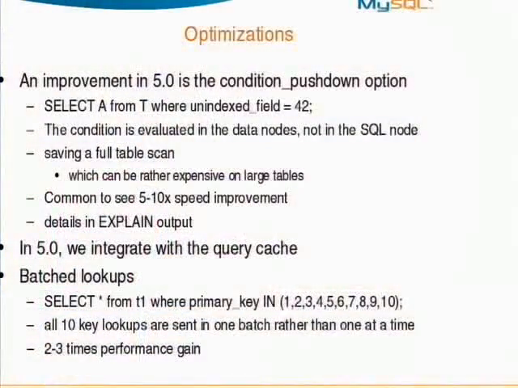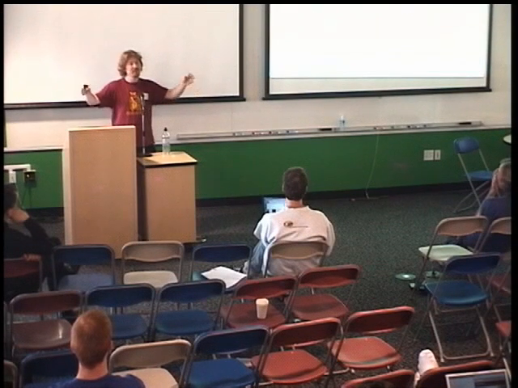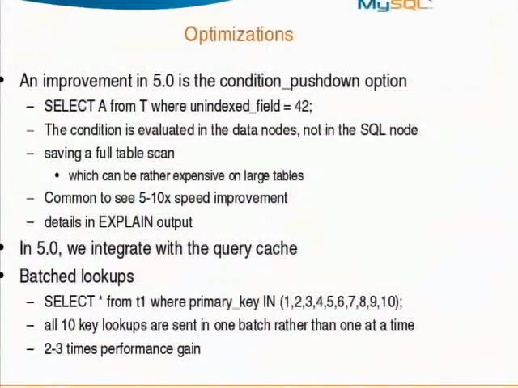Optimizations. We added a bunch of optimizations in 5.0. One of them is an engine condition pushdown option: when you do a select on an unindexed field, we can evaluate that condition inside the data nodes instead of the MySQL server node. So instead of doing a full table scan over the wire, we push it down to the data nodes, and if the data is fragmented across them, these conditions are evaluated in parallel. So you can have these unindexed table scans happen in parallel on separate machines, and then just ship the result sets over the wire and combine them, which gives a big performance improvement.